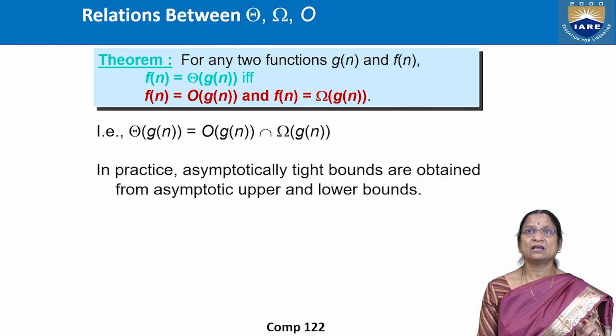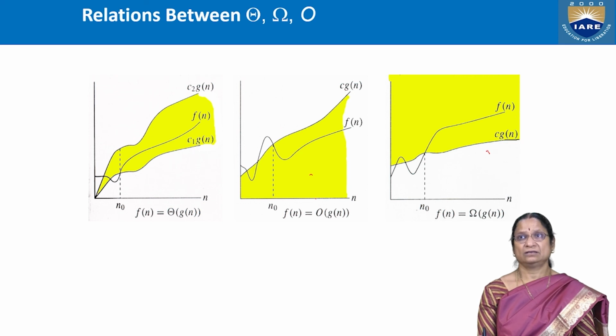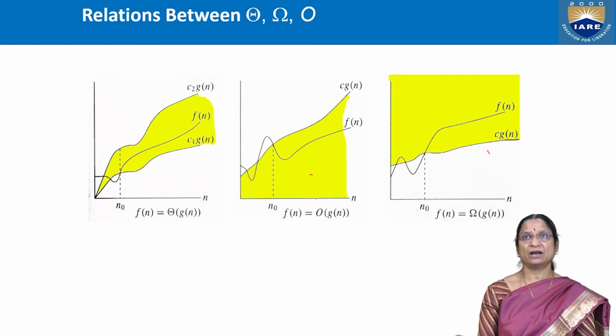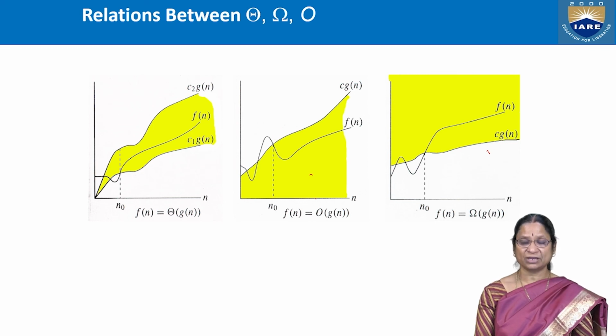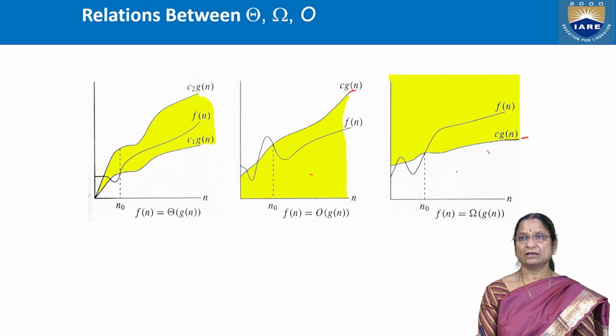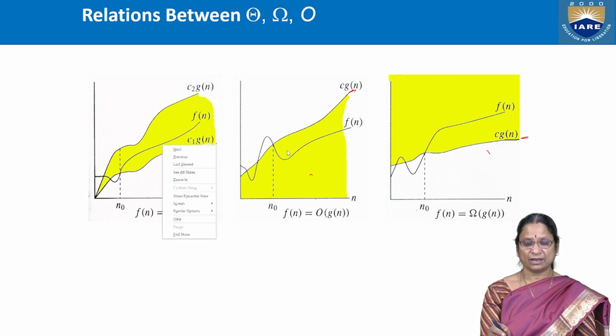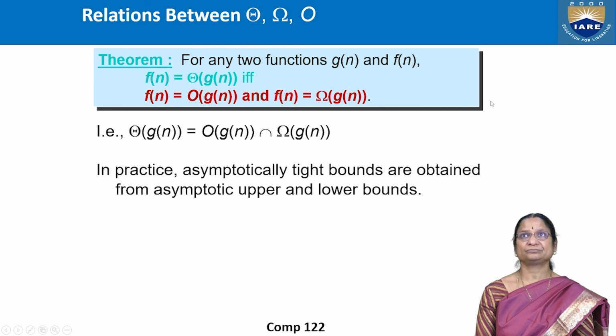Theta of g of n is big O of g of n intersection big omega of g of n. You observe here, this is our big O, this is our big omega. The intersection of these two means it falls like this. That is the relationship between our theta, omega and big O notations. Now you observe graphically, this is the yellow part in big O. You observe here, this is c g of n, and f of n is included in both cases. So this is c2 g of n, c1 g of n, and in between is what is represented by theta.